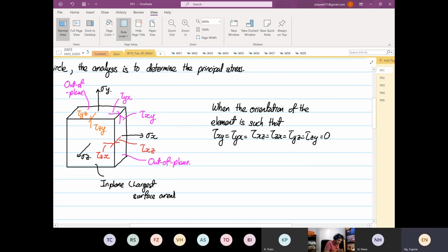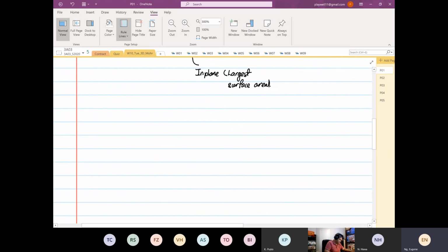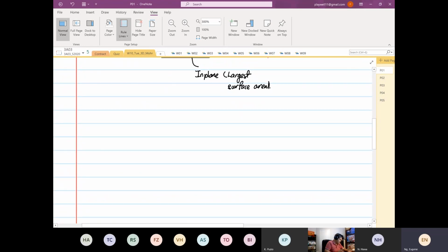is at the principal plane, because you have zero shearing stress. So we're going to look at a 3D element now, and this 3D element has no shearing stress at all. I'm going to draw an element again. So we are going to draw an element.